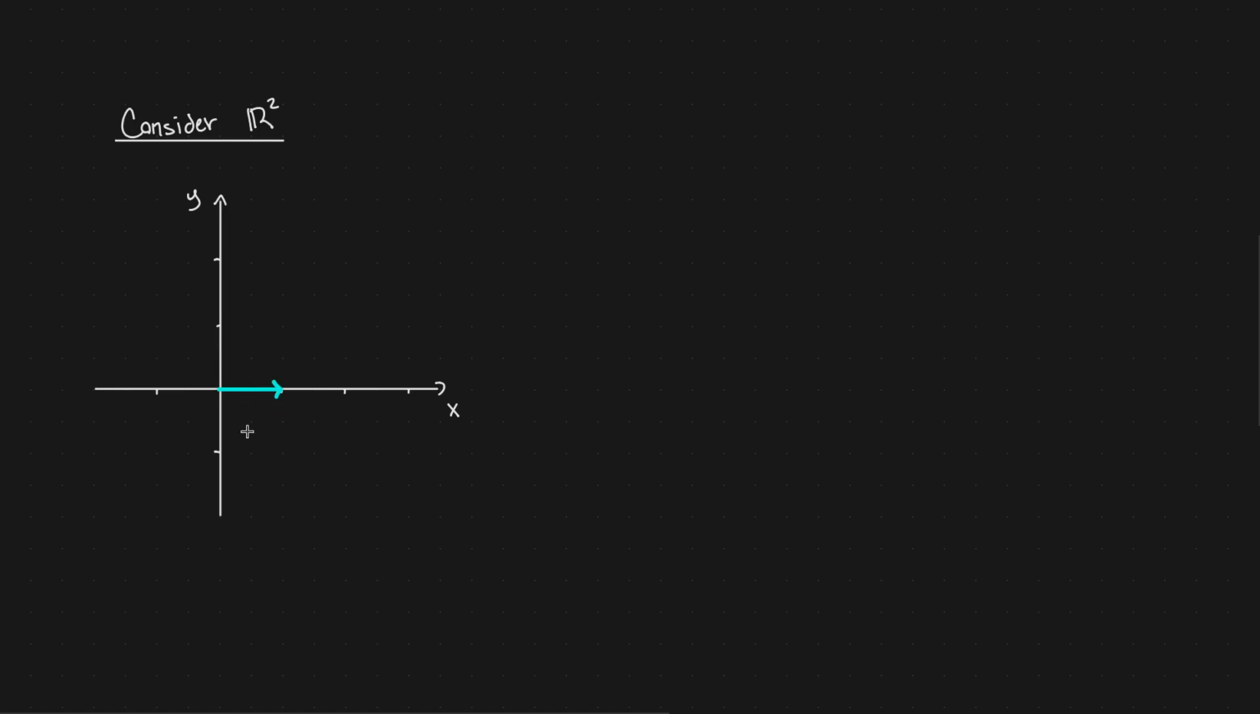Okay, we call this vector i. We reserve letter i for this particular standard unit vector pointing in the positive x direction. And similarly, the unit vector pointing in the positive y direction is also a standard unit vector. It's vector j. And so these are the standard unit vectors in R2.